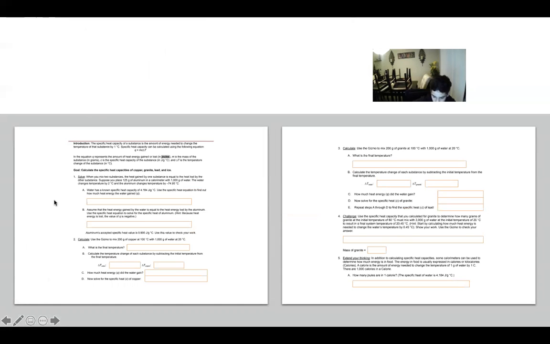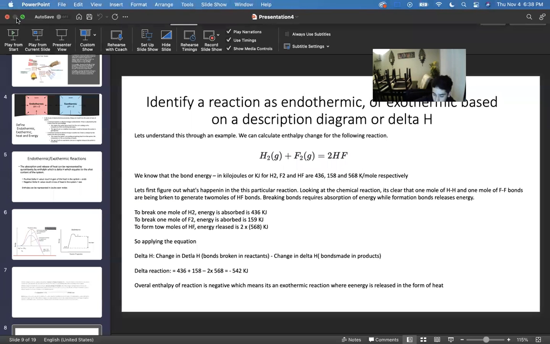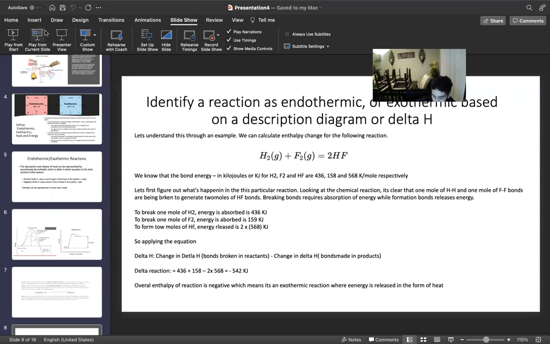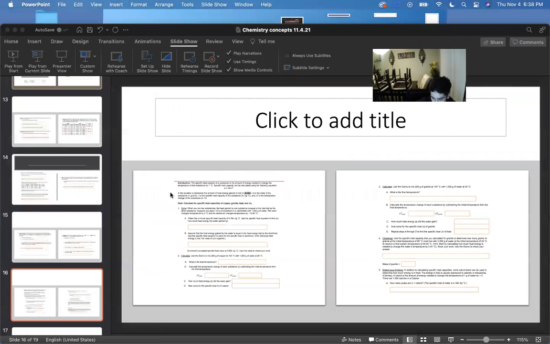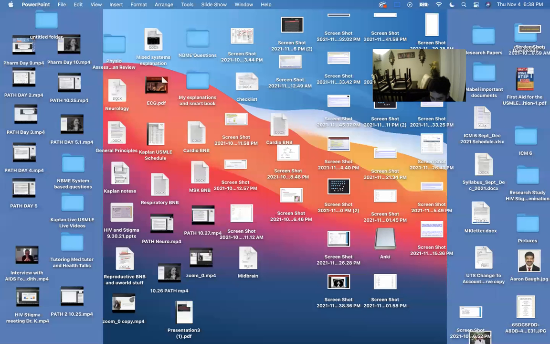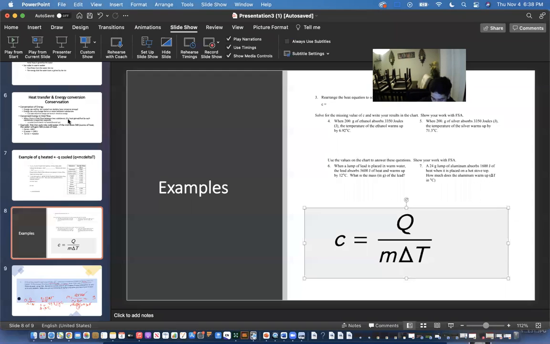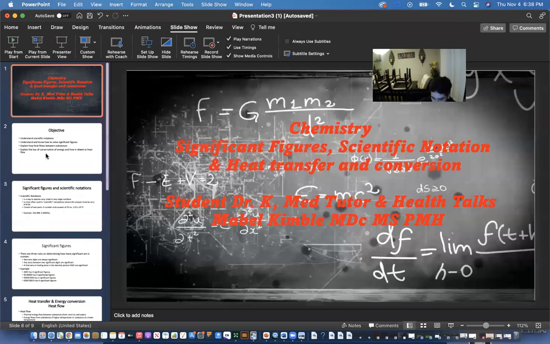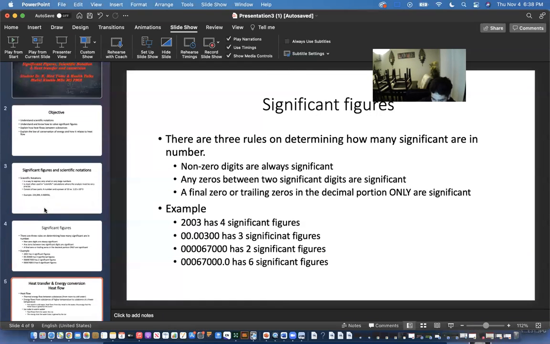Okay, so I'm just going to do this one last time, what we reviewed on Monday, so that you can feel comfortable. This was what we did on Monday, presentation 3, right? This is the significant figures and scientific notation. You're good with this, right? Yeah.